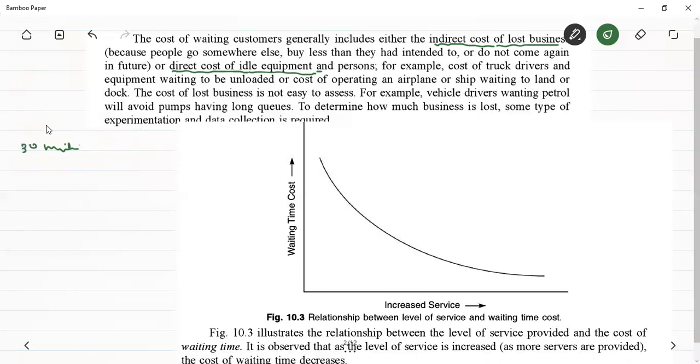So this customer will not prefer coming to this restaurant next time. That means this is kind of a loss for the restaurant. See again, the cost of waiting is an indirect cost of lost business, because people will go somewhere else. So as soon as the waiting cost increases.